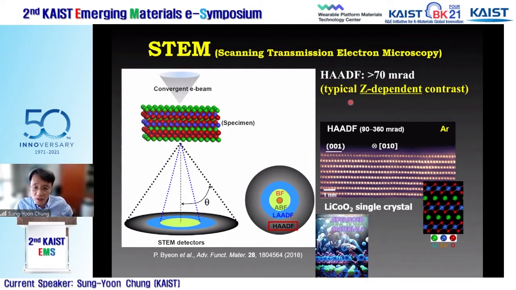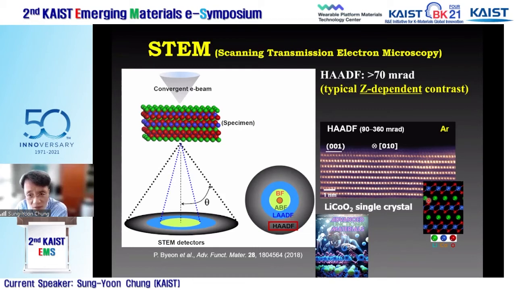This mode is called the Z-contrast imaging mode, because the atomic intensity in the image is proportional to the atomic number Z. I think this is quite a good example. This is lithium cobalt oxide. Jong-Min Wang has presented his talk very beautifully. You can see the lithium cobalt oxide is composed of lithium, oxygen and cobalt, where the atomic number is highest in this material for cobalt. The oxygen and lithium are very light.